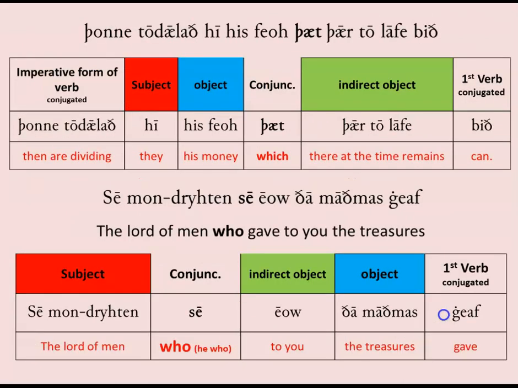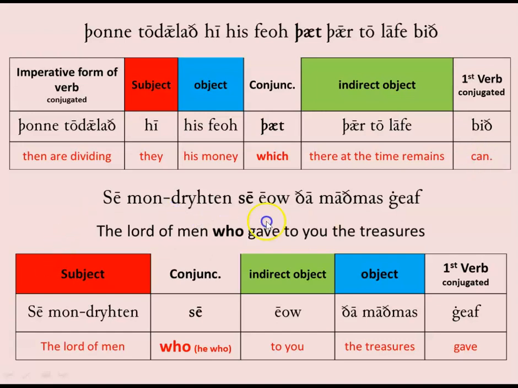Okay, thona tadaleth he his fech that thar tolava bith. Then are dividing they his money, which there at the time remains. Not can, I made a mistake, shall. I thought I proofread everything, and no, these mistakes keep slipping through. That is shall. Sorry, people, that is shall.